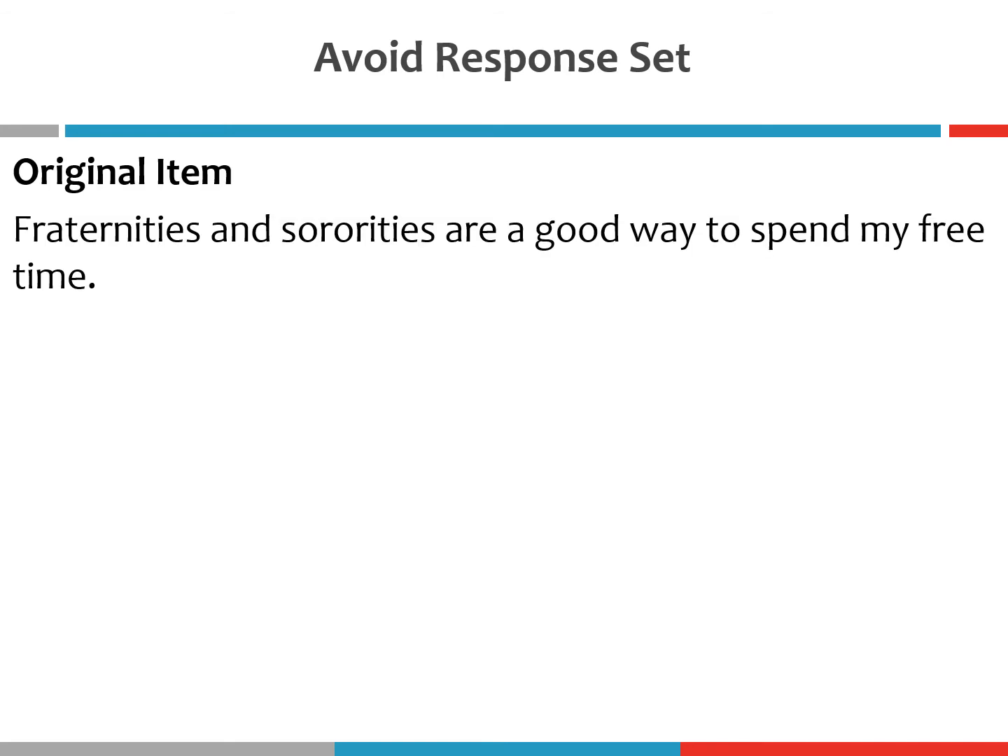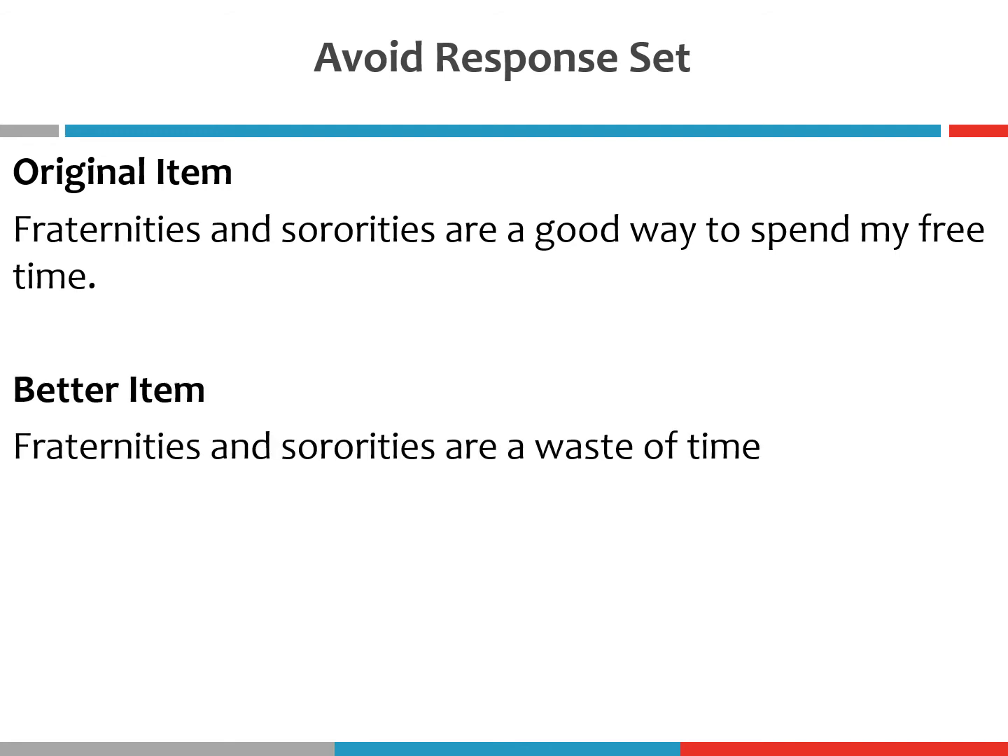Well, let's look at an example, right? So we have, fraternities and sororities are a good way to spend my free time. This item would merit a higher response on the 1 to 5 scale if you agree with that statement. So how do we write this question in such a way that it's the opposite, so that maybe now the participant who agrees with this statement might give a lower rating, so there's not that trend to keep giving 5s over and over and over again?